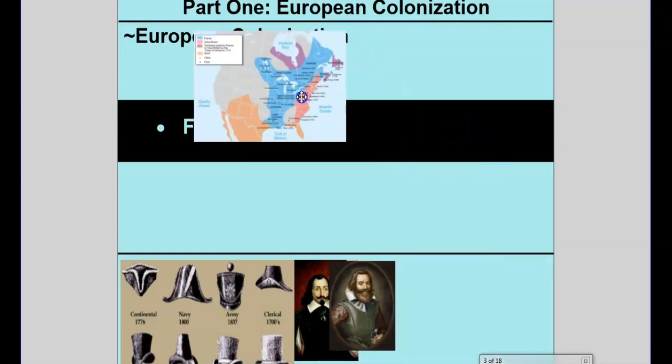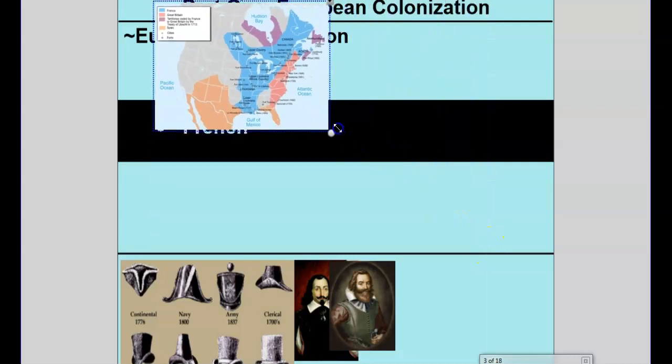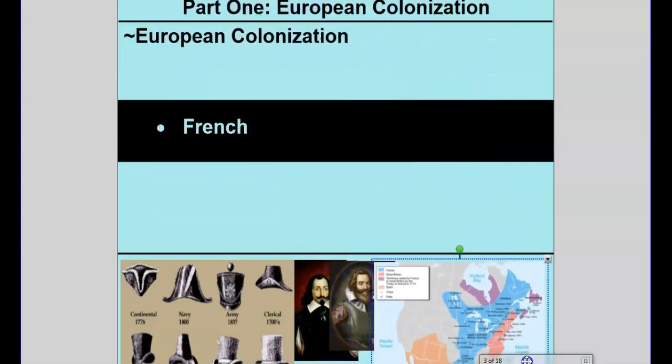And eventually, grab this map again, we can see that the French and the English colonies are neighbors, right? They butt up against each other. They're going to eventually fight for a lot of land, and that's going to cause a lot of problems and be a lot of the factors that eventually cause some of the seeds of revolution to grow in the colonies.